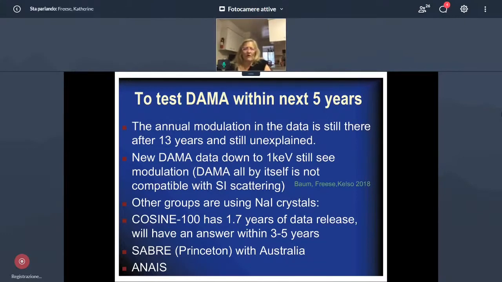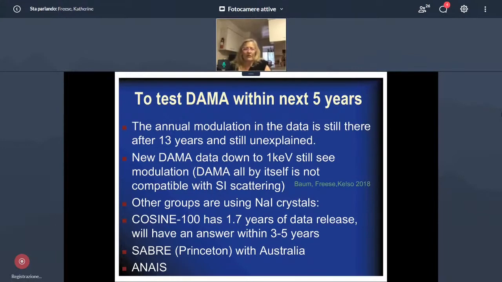So that's the future of this business. I also wanted to mention a paper that we wrote that looked at the DAMA data only, because they have data down now to 1 keV, where they still see up modulation. However, you can prove just with DAMA by itself that DAMA is not compatible with the spin-independent scattering. It must be some different operator. It doesn't have the right form between 1 and 2 keV to be consistent, the right spectrum.